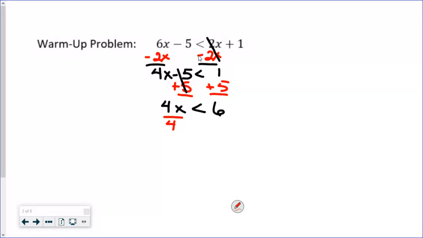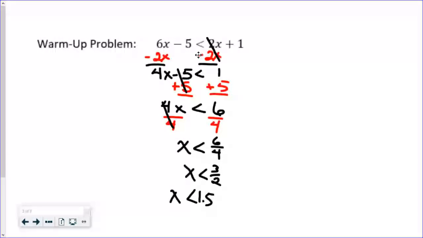Divide by 4. Think to yourself, am I dividing by a negative? I am not. So that's 6 over 4. It is also 3 over 2, or 1.5. Okay? Just a nice little warm up. Make sure your variable's on the left side as well.